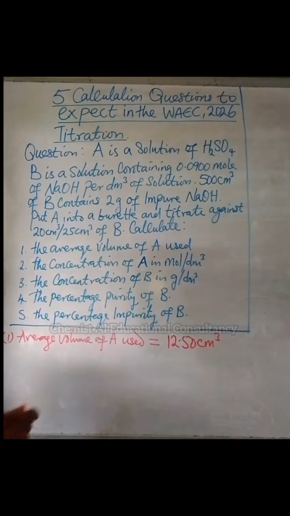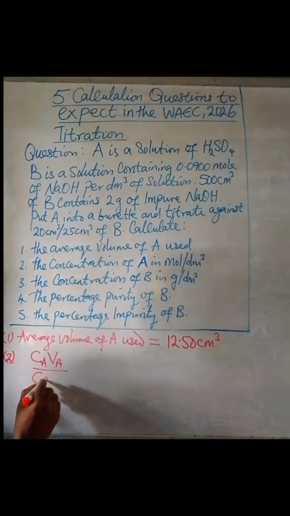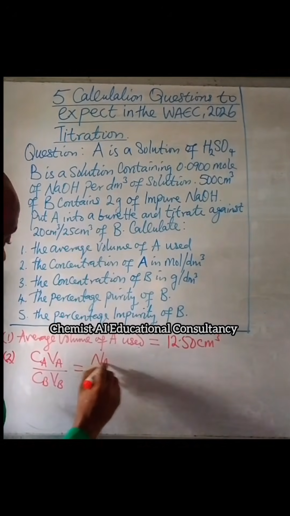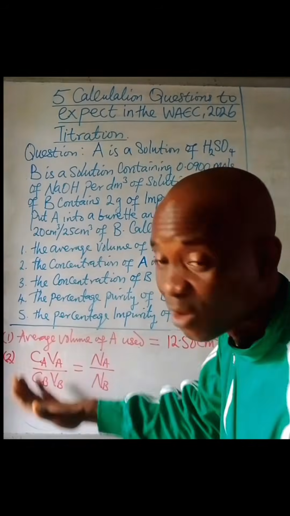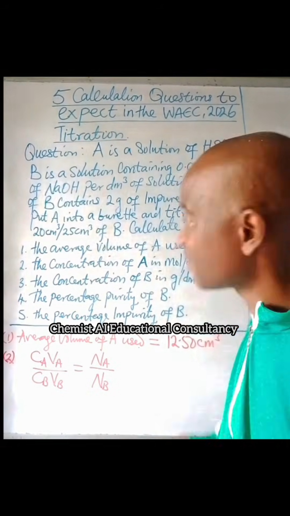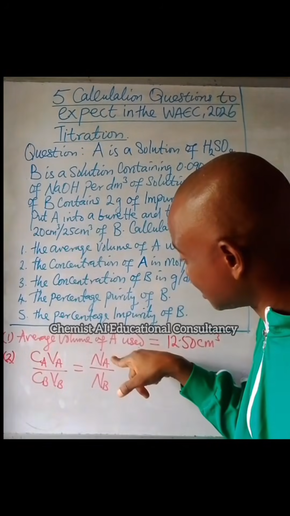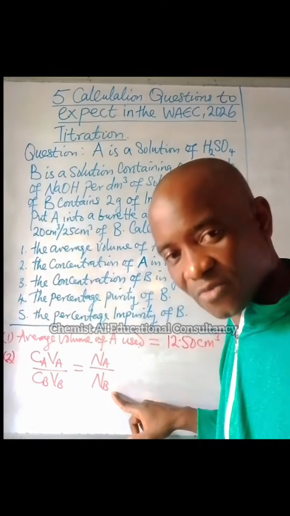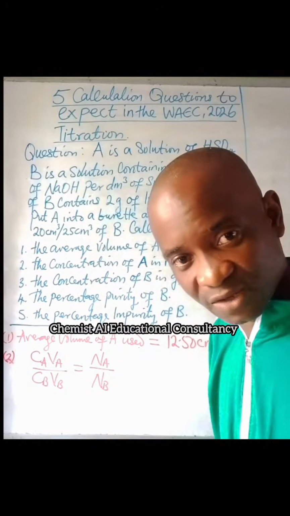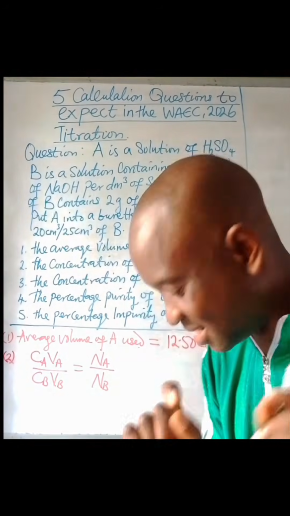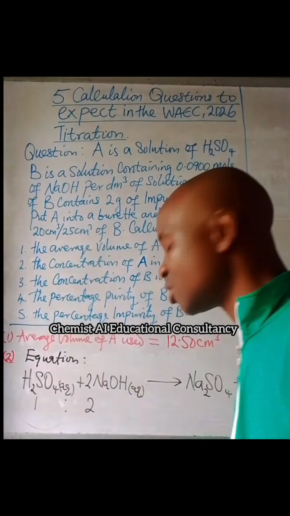So to answer number 2, you use this formula: CAVA over CBVB equals NA over NB. I always advise my students that even before writing this formula, check if there is provision for equation of reaction, because that is where you are going to get number of moles of acid and number of moles of base. Now, the equation of reaction was not given. You have to do the equation of reaction first. So let's follow that step strictly. 1 mole of the acid reacted with 2 moles of the base.